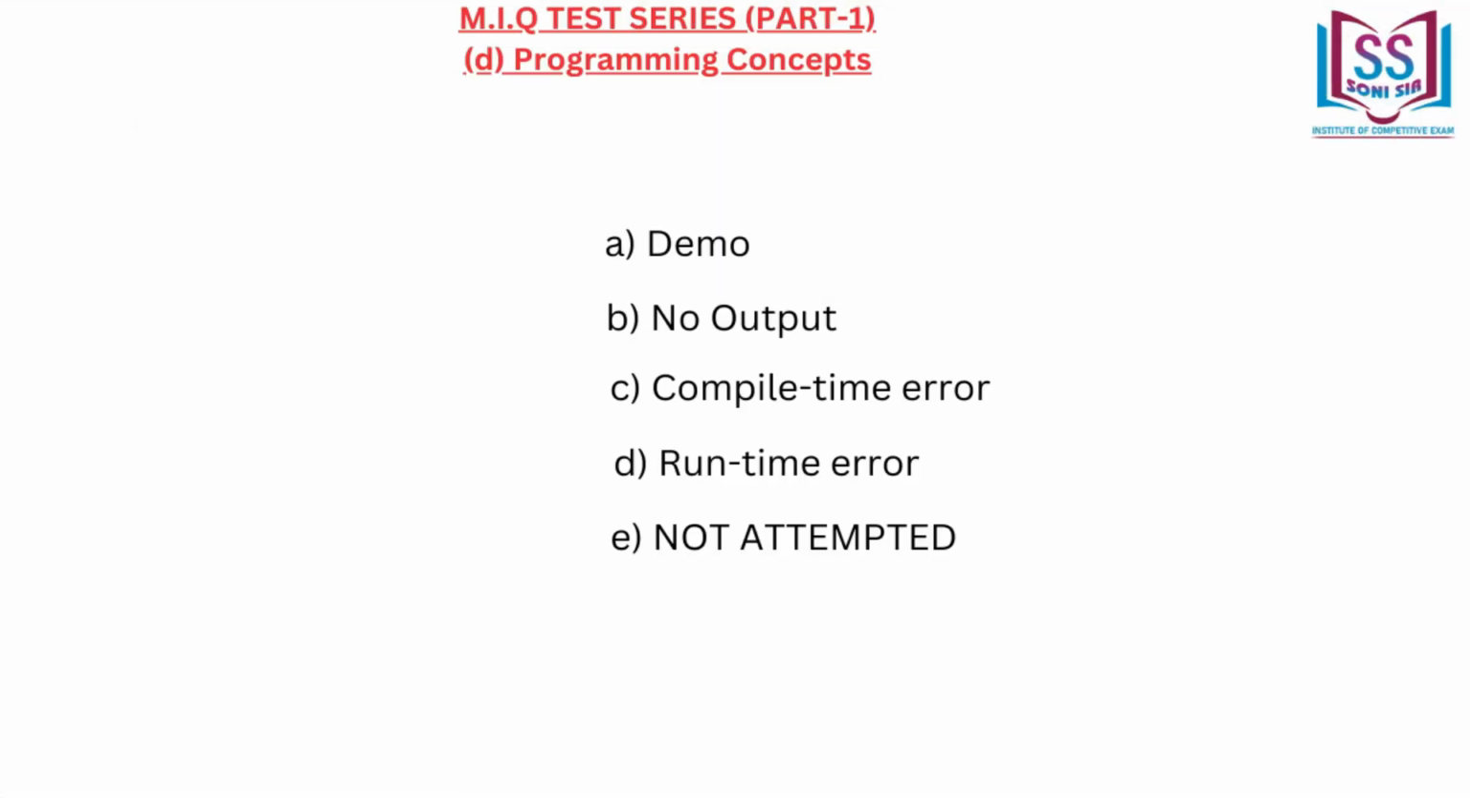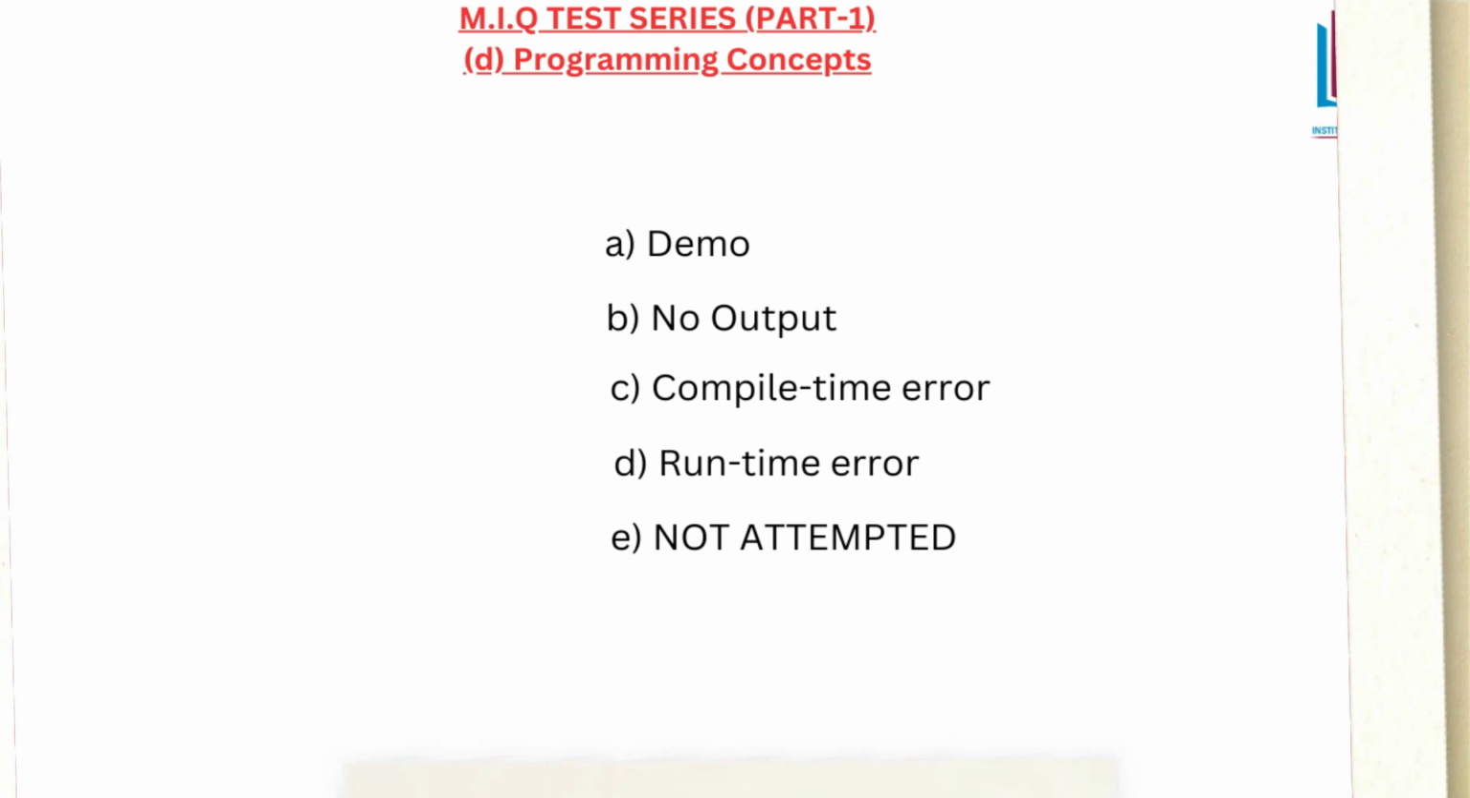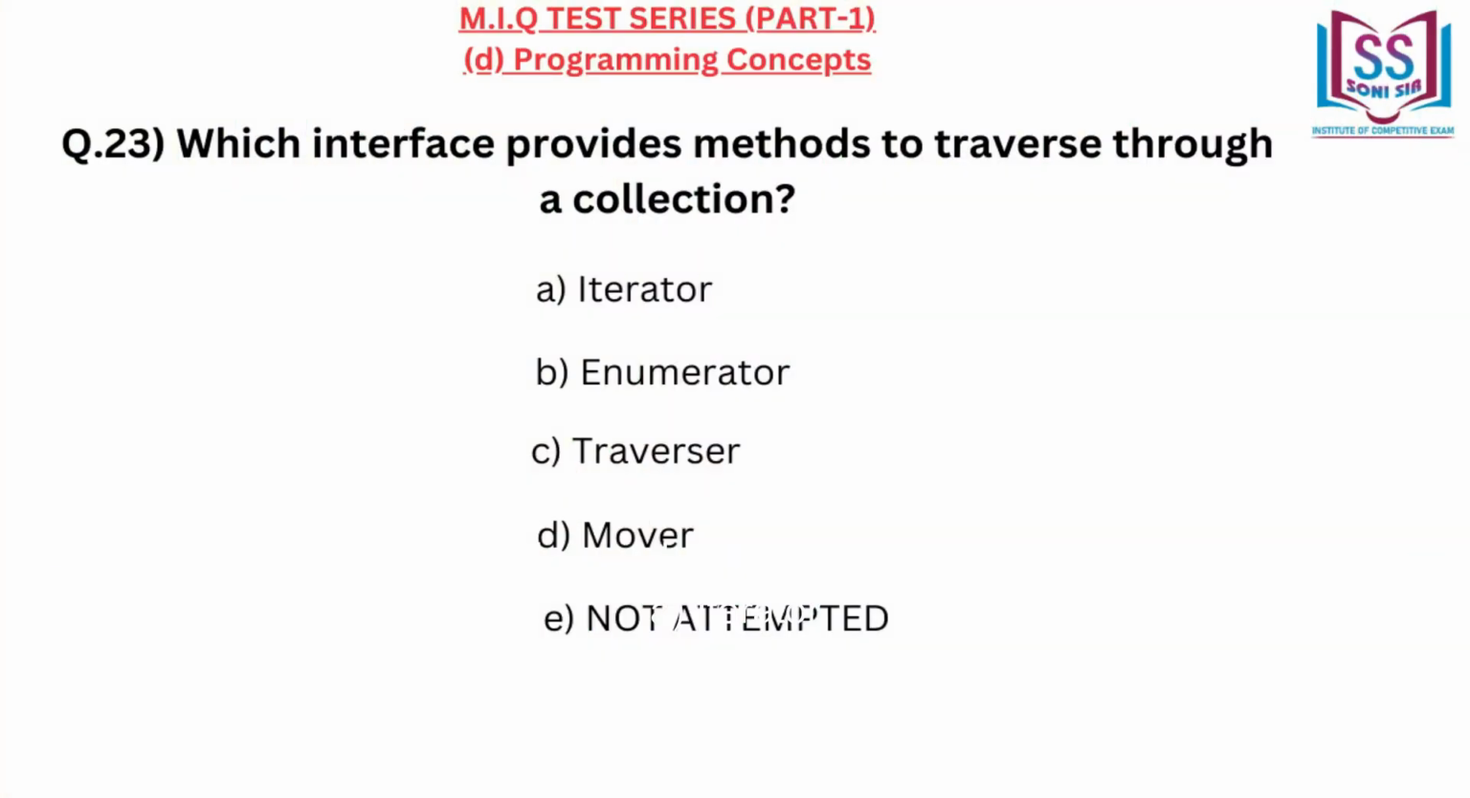What is the output of the following Java program? A. Demo. B. No output. C. Compile time error. D. Runtime error.